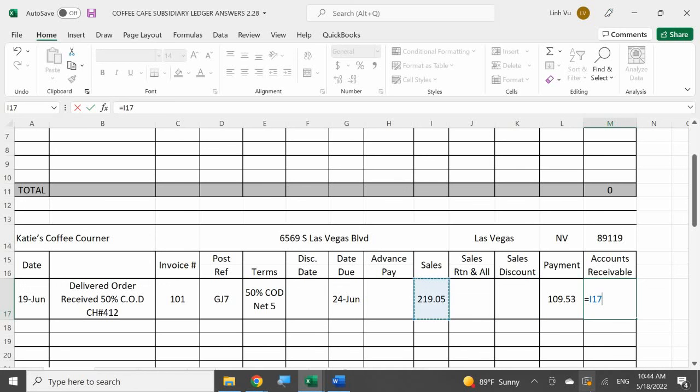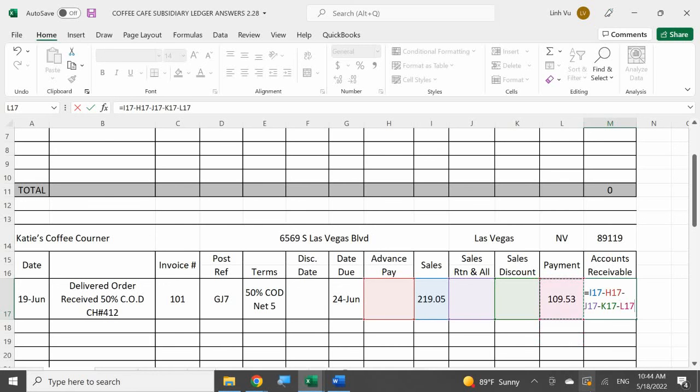In the accounts receivable, the formula is going to be very, very similar to my vendors, right? The only difference is the different terminology. So in this case, I'm going to start my formula with my sales amount, which is $209.05. Things that decrease that amount are an advance payment, a return, a discount, and a payment.